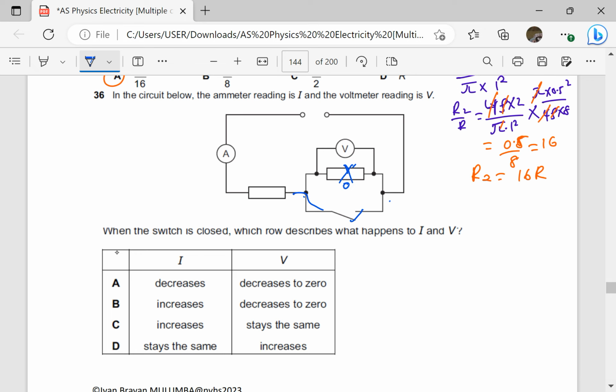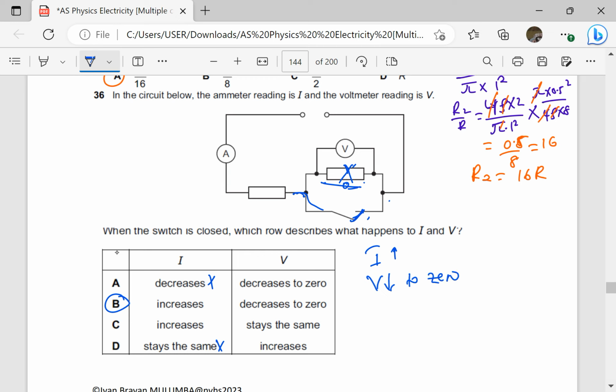Since current takes this route, the resistance has actually decreased. It means the current flowing increases, so we eliminate A and D. But note that since current is not going through that route, it takes the least resistive path possible. The PD across this will be 0. So the voltmeter reading decreases and goes to 0. So our answer is going to be B.